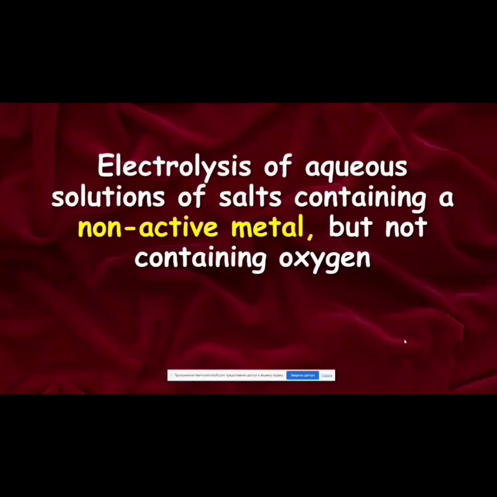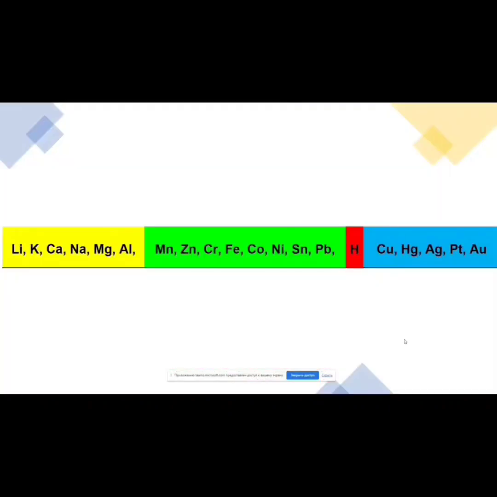And let's now discuss different cases of electrolysis in solution. So if we are talking about electrolysis in solution, there can be different cases. The first case is when we have a non-active metal, one of the last ones. Okay, we said from these ones. If we are talking about a non-active metal, it will be copper, mercury, silver, platinum, or one of them will be non-active or a passive metal.